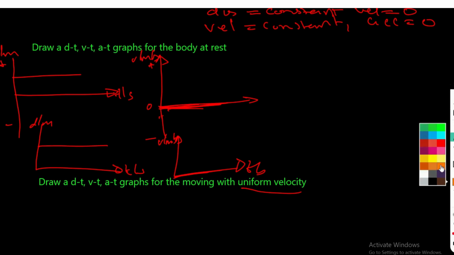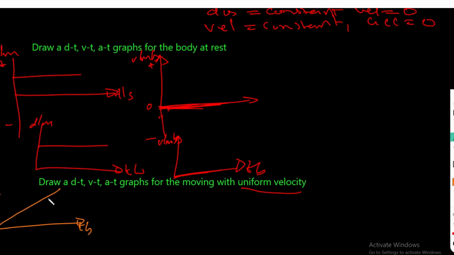Okay. Now what will be the displacement? If you look at the displacement, we have positive and negative. Uniform velocity means that the displacement is changing constantly, so it's a straight line through the middle. So we have something like this. Then what will happen to the velocity time graph? So we have this. The velocity time graph might have velocity.